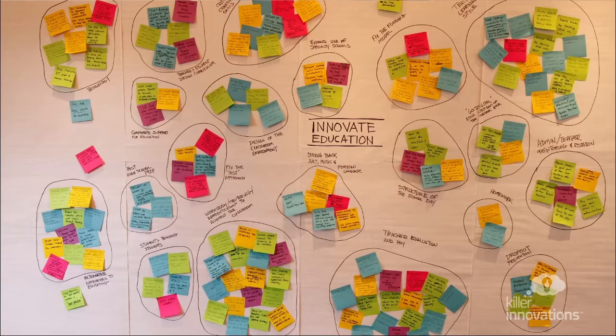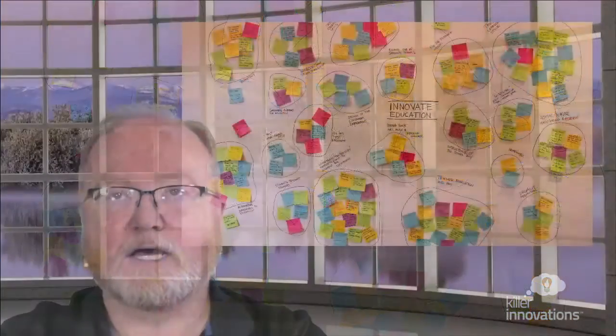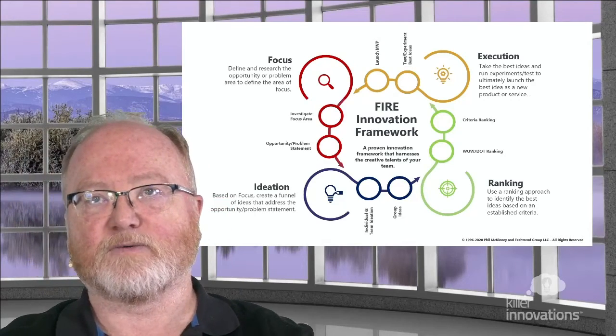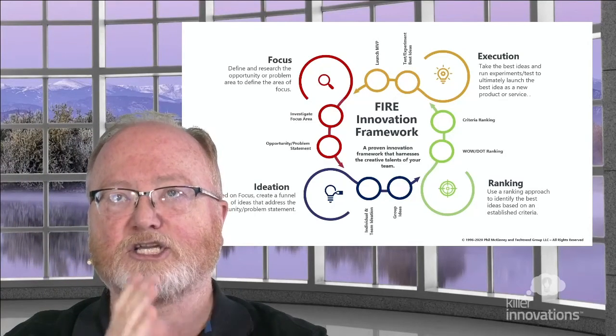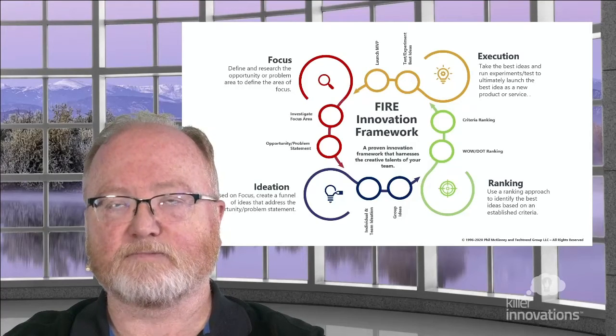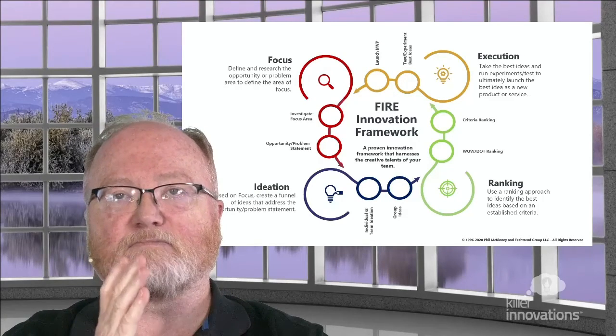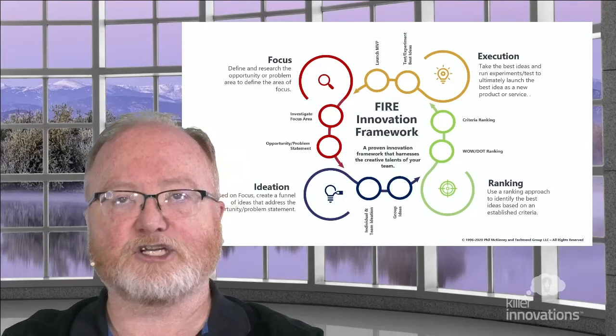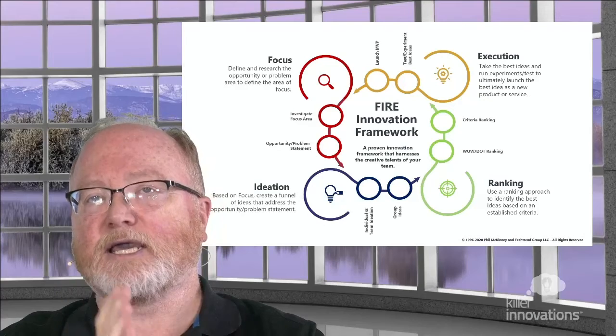Now, what do you do now that you've got this? You've got 200, 300 ideas up on a wall. What do you do with it? Well, let's back up and let's think about it in the context of the framework that we've been talking about. So we've got focus, ideation, ranking, and execution. Focus, we talked about finding the problem statement. Ideation, that has been today's show, both individual ideation and team ideation.